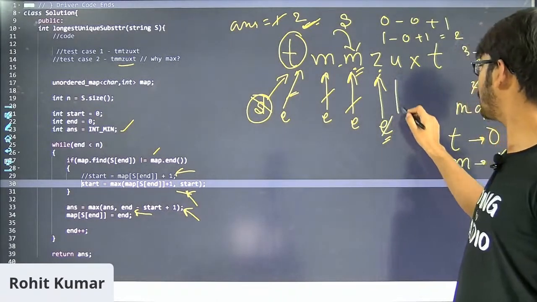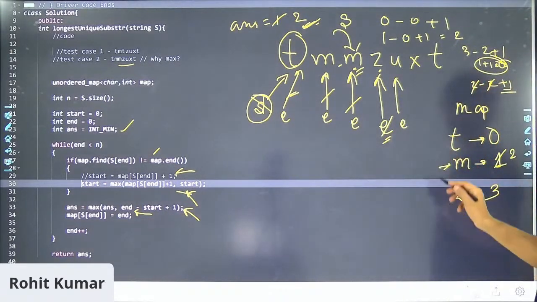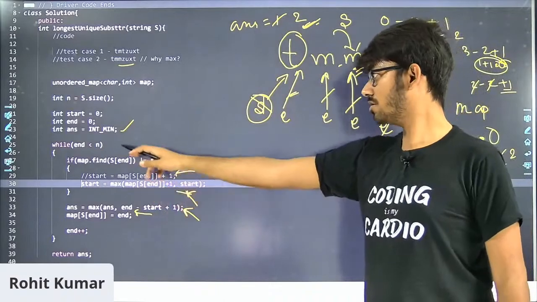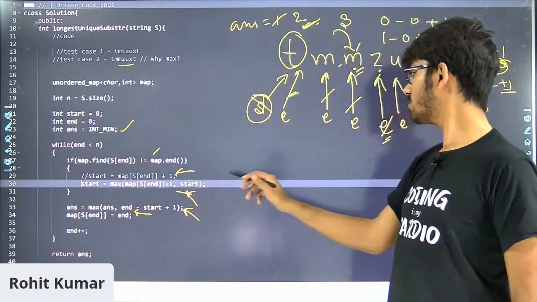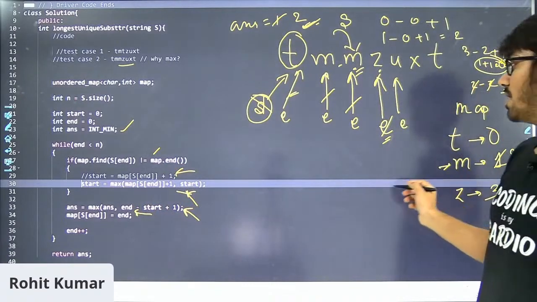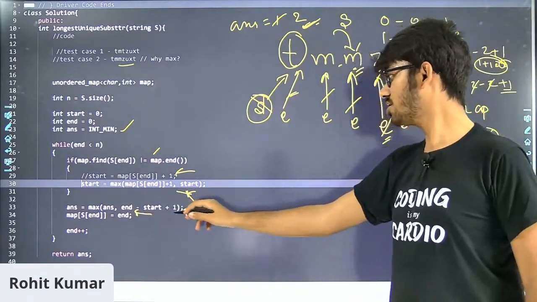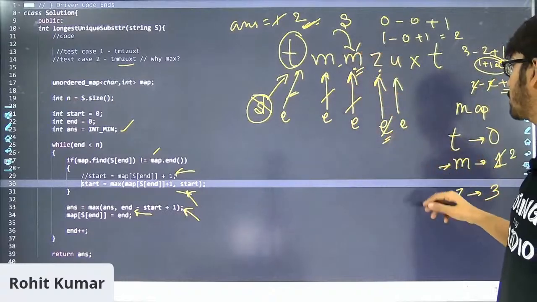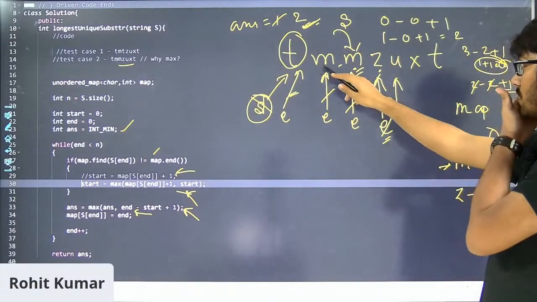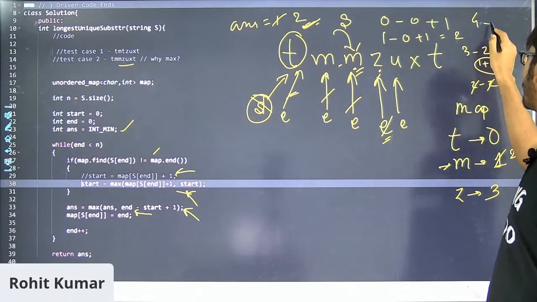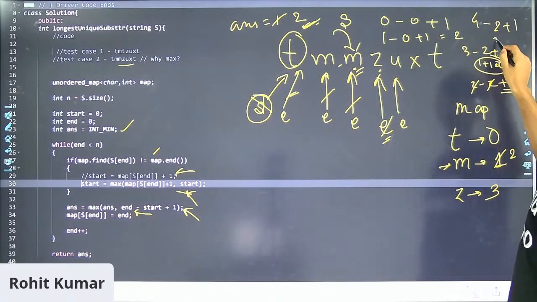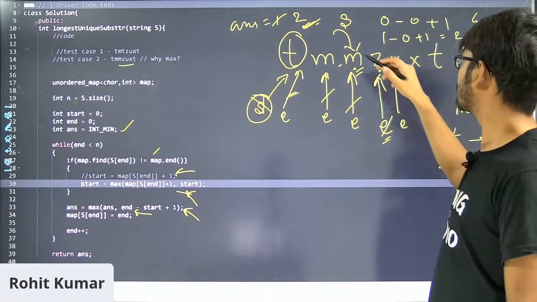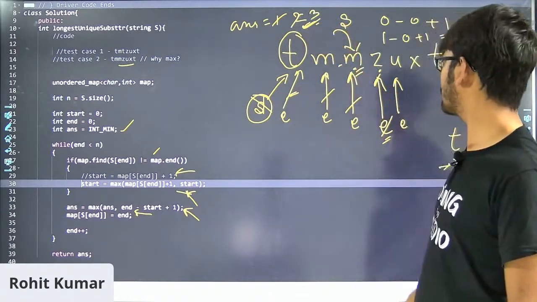I make this end point to this u. Still this condition will be false. The condition of the while loop will be true, hence we come inside. The if condition will be false, because we don't have z in our map right now. We check n minus start plus 1, is it greater than the current value of answer or not. Currently the value of end is 4, start is 2, plus 1, so this is 3, right? So we will update this.